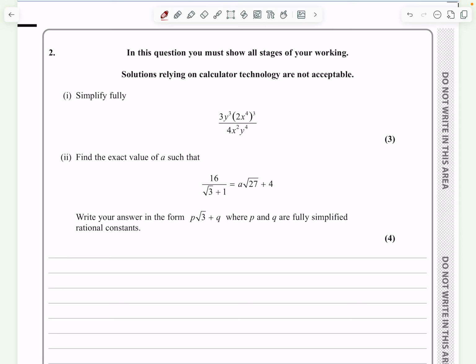All right, question number 2. This is the question related to chapter 1 in Pure Mathematics 1: index, surds, index laws, surd laws. All right, part first.